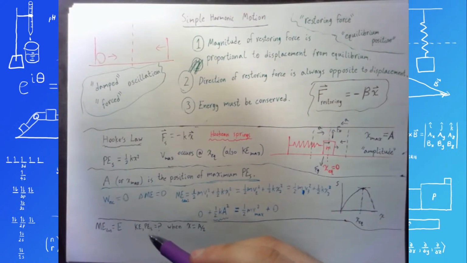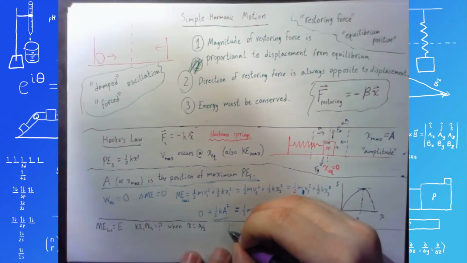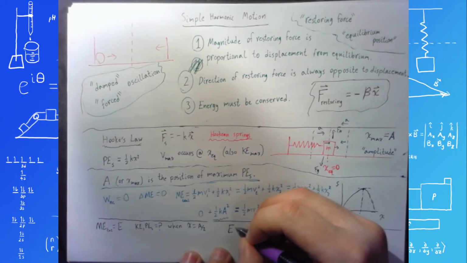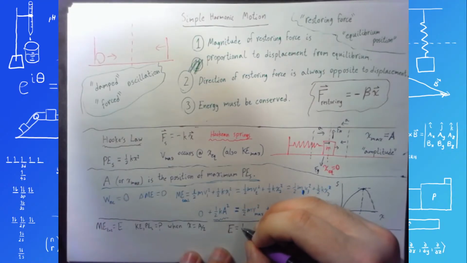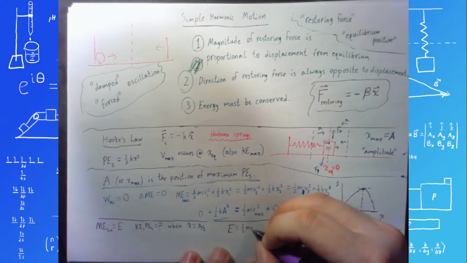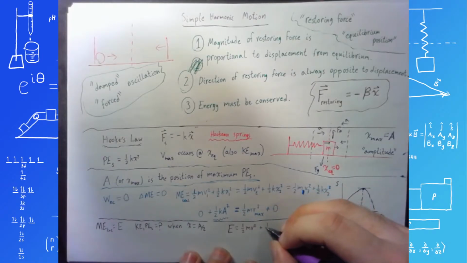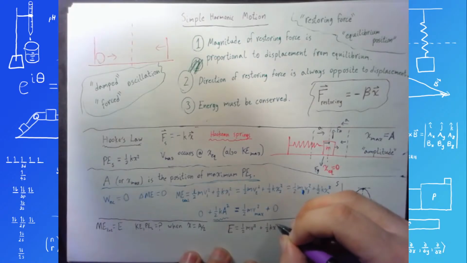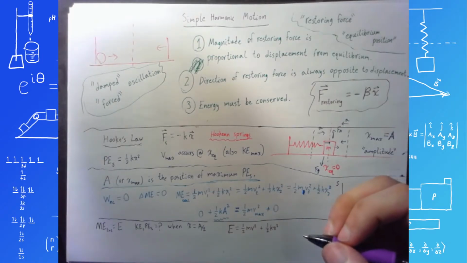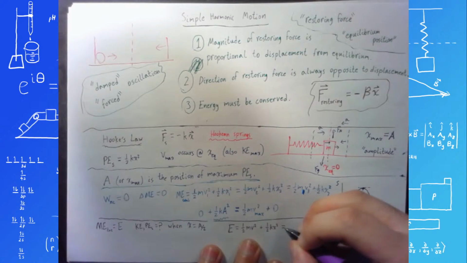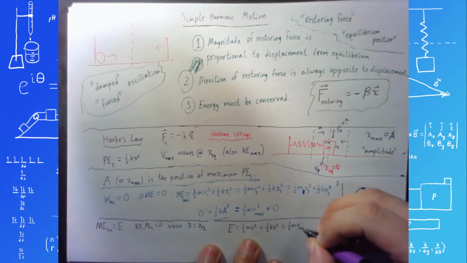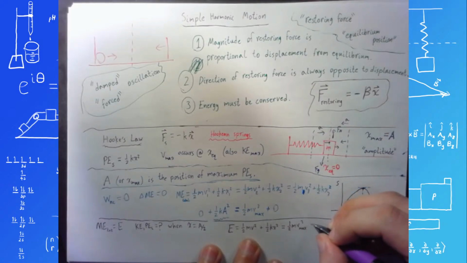So what is the kinetic energy and elastic potential energy when x is equal to a over 2? Well, the total energy, at any given point, is equal to 1/2 mv squared plus 1/2 kx squared. But the total energy is also equal to the maximum kinetic energy, and it's also equal to the maximum potential energy, 1/2 Ka squared.